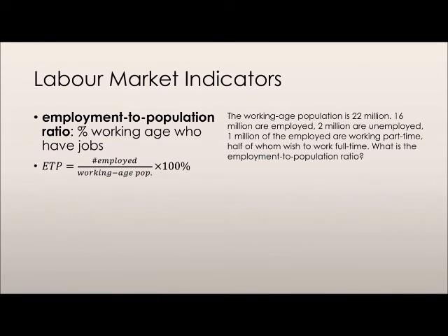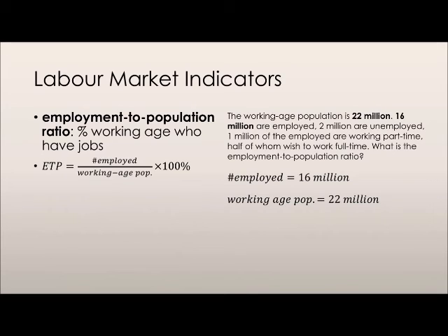Let's look at the same example again. Oh, and keep in mind that this particular ratio fluctuates with the business cycle. It falls during a recession and rises in an expansion. But let's go back to the example. And let's take out the stuff that we don't need. So the working age population is 22 million, and the employed is 16 million. Now we're simply going to plug that into the equation again. We get 16 million divided by 22 million times 100 gives us 72.7%, and that is our employment to population ratio.